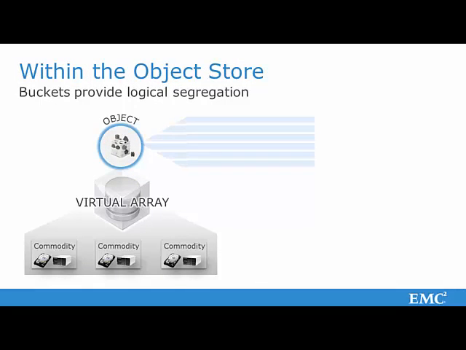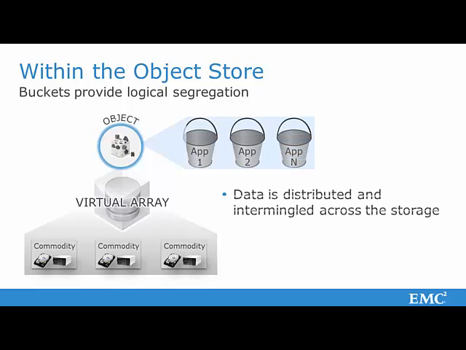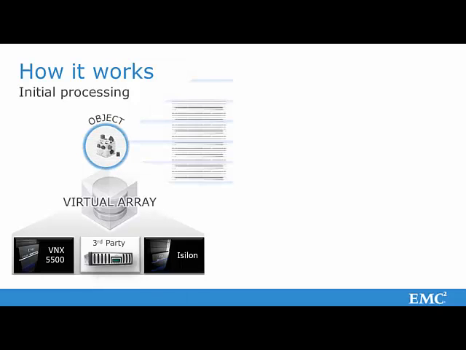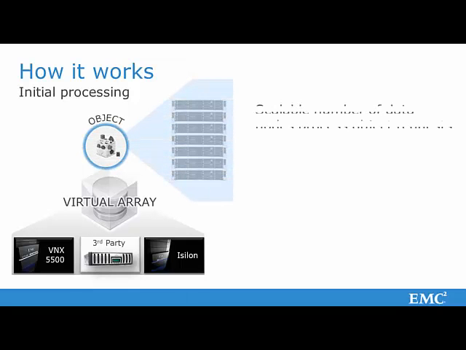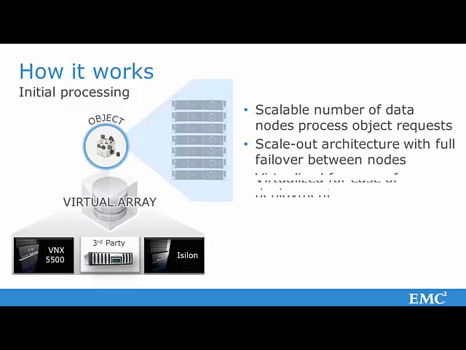In addition to physical segregation, buckets provide logical segregation within the object store. Just like in S3, a user can create buckets which logically segregate applications or sets of data. The actual processing of objects is done by a virtual set of data nodes. The nodes are simply VMs which process object requests and feature a scale-out architecture to allow for full failover between the nodes. Since they're VMs, they're easy to deploy.